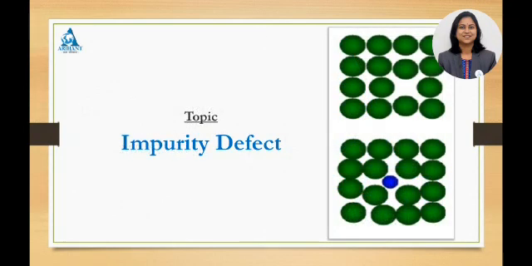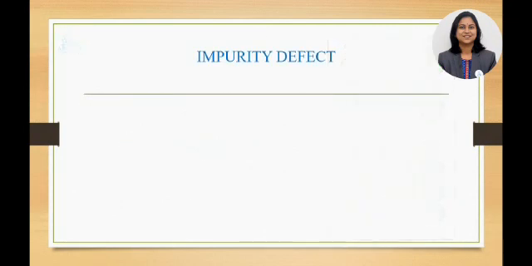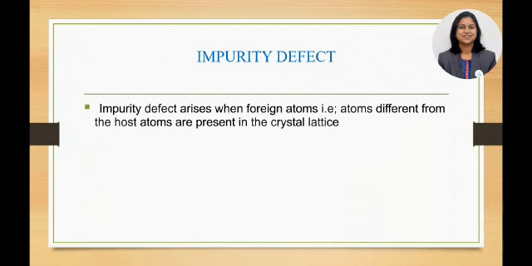Today we are going to study impurity defect. First let us study introduction. Impurity defect arises when foreign atoms, that is atoms different from the host atoms, are present in the crystal lattice.